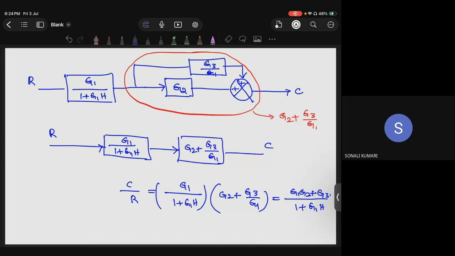In numerator, we have G1 multiplied by G1 also. No, no, sorry, in denominator. In the numerator we are getting G1, the denominator also G1, both get cancelled. Okay, clear? Any questions? If you have any questions, please ask me.